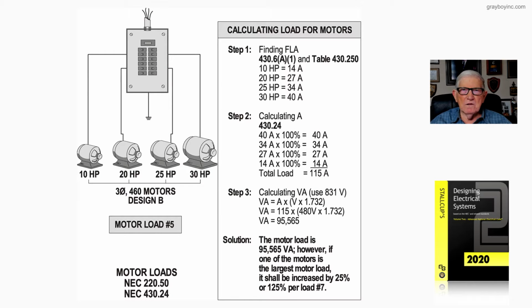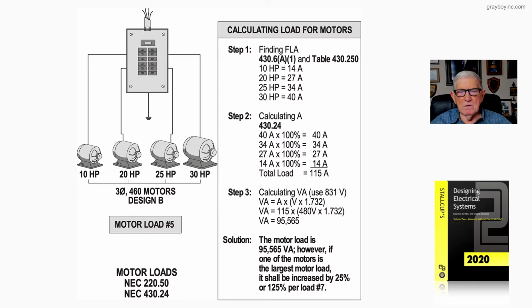Now let's take a look at this figure 23-14, and we're figuring motor loads, which is load number 5. And in the illustration, you see we have 3-phase 460-volt motors, design B. We have a 10 horse, 20, 25, and 30 horse.